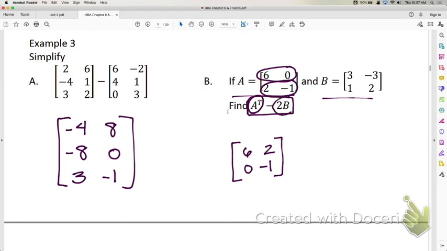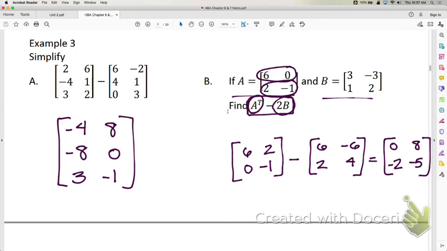Next, I would say, okay, now they want me to find 2B. So 2B is just taking B and multiplying it by 2. And then the last thing that I need to do is subtract. So 6 minus 6 gives me 0. 2 minus a -6 gives me 8. 0 minus 2, -2. -1 minus 4. All right, any issues with matrices? No? Easy?